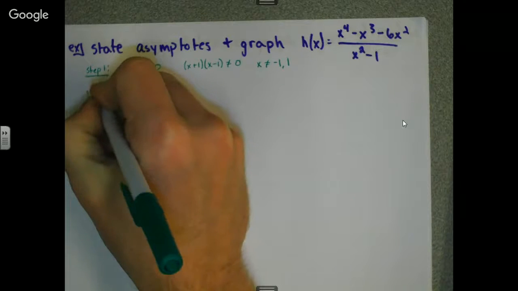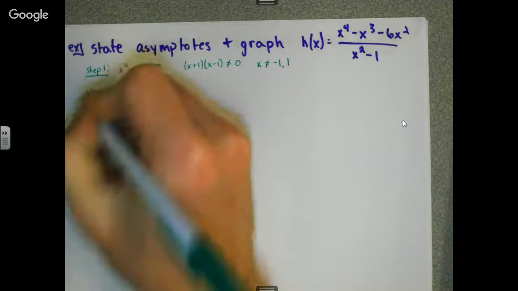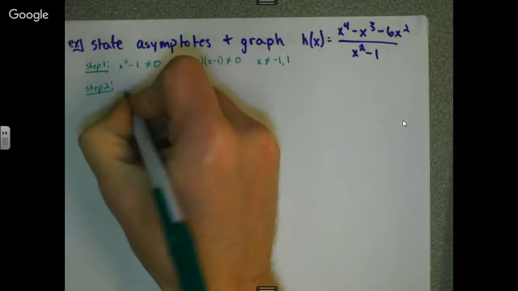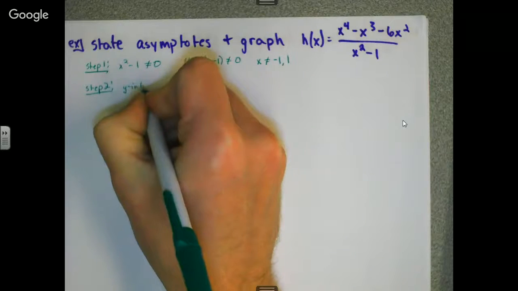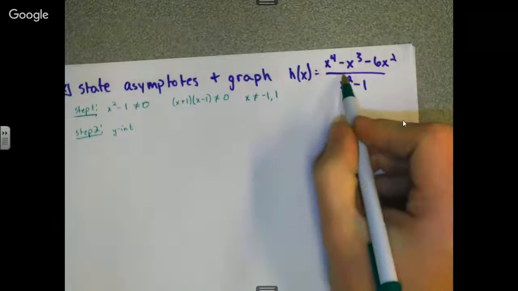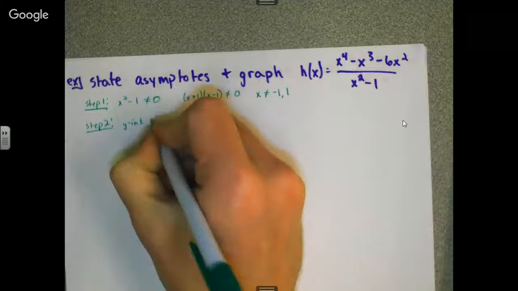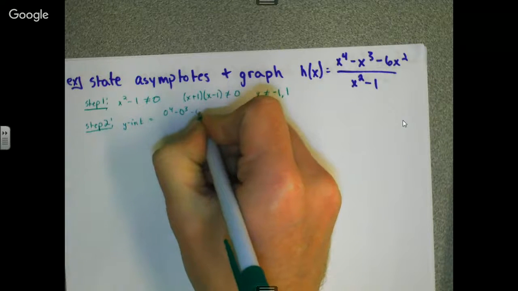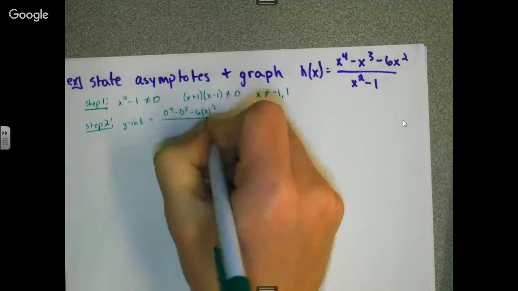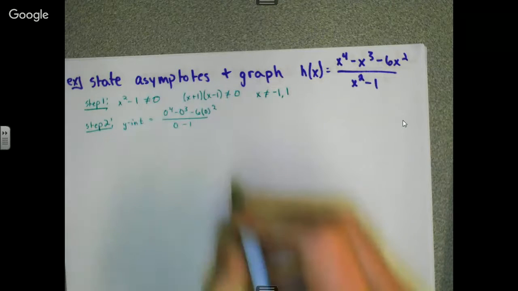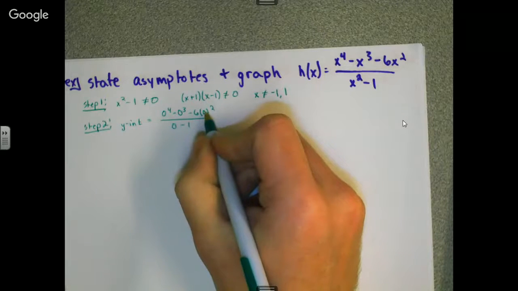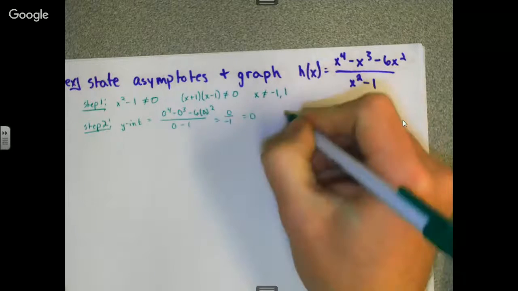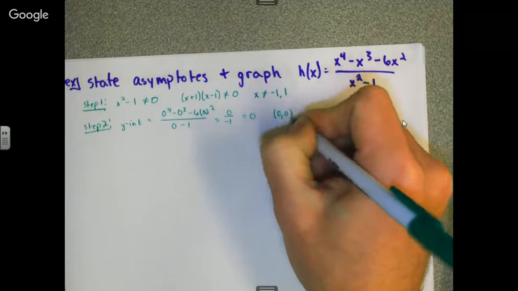Step 2, find the intercepts. So we have our y-intercept. Okay, so I'm just plugging in 0 to here. So you have 0 to the 4th minus 0 to the 3rd minus 6, 0 squared over 0 minus 1. Well, this whole thing turns to a 0. So you have 0 over -1, which is 0. So again, we cross the origin there.